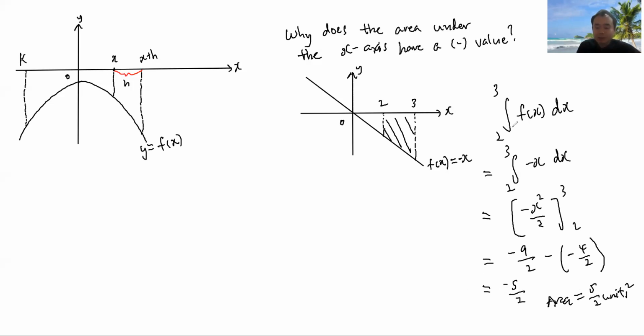So why is the calculation giving us negative 5 over 2 by default? I'm going to explain why using some limits. I'm going to erase this part away first.